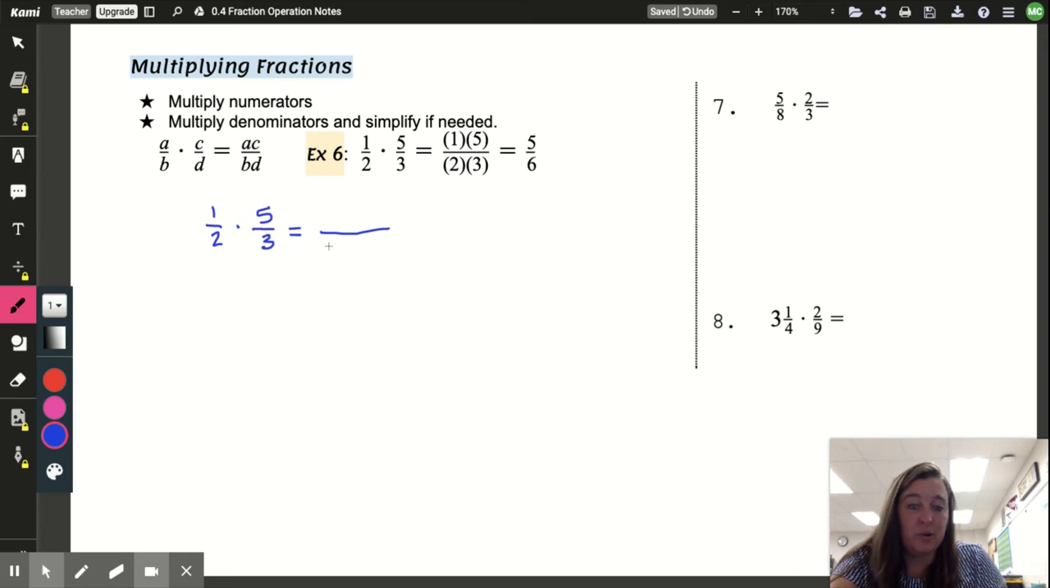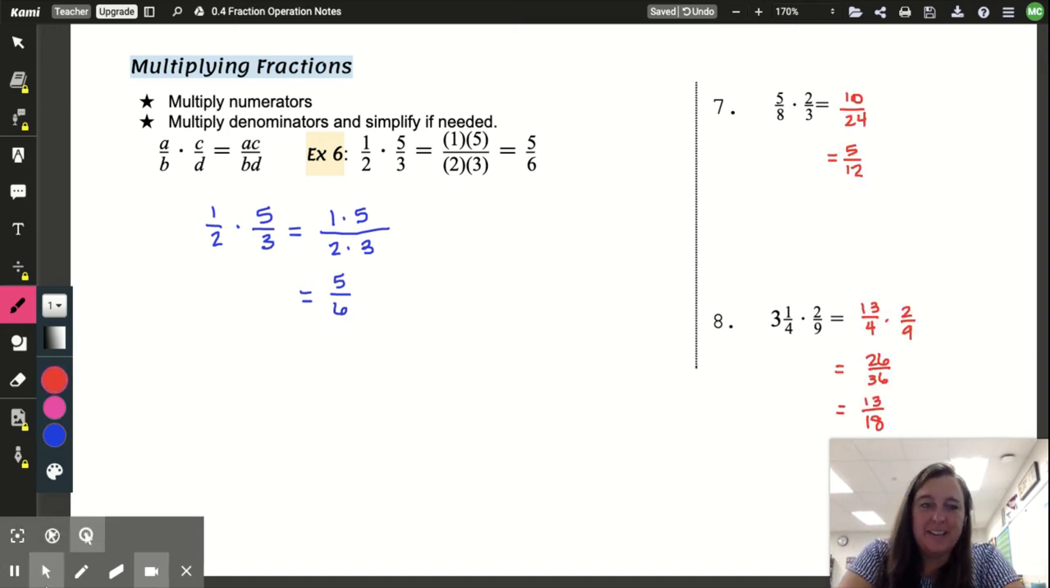It doesn't matter. I'm just going to say top times top, so 1 times 5, and bottom times bottom, 2 times 3, and then just simplify. So 1 times 5 is 5. On the bottom, 2 times 3 is 6. So I get 5/6 as an answer. All right, pause again and try number 7 and 8.